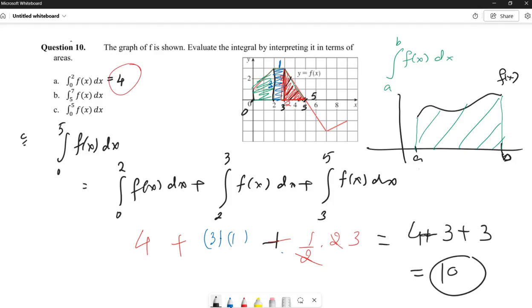So please remember, basically it's the area enclosed between the curve and the x-axis. If the area goes below the x-axis, then we have to find it as a negative number.